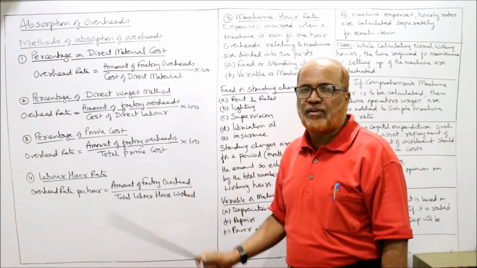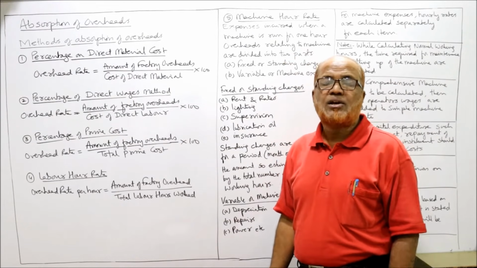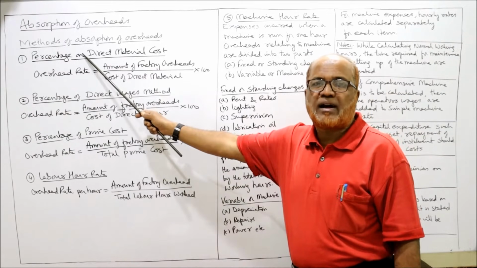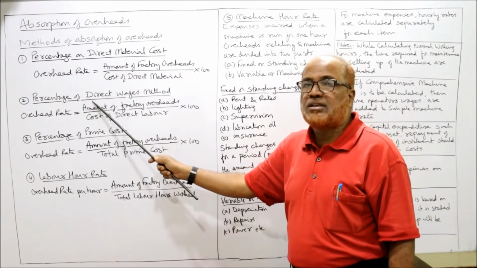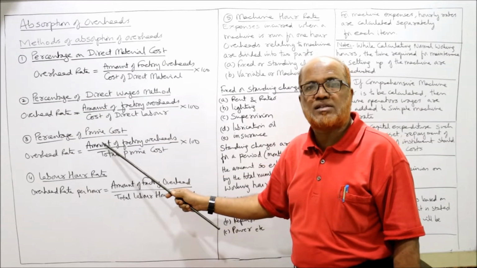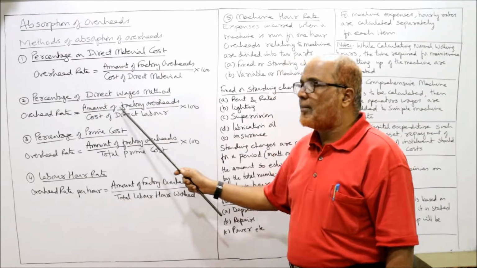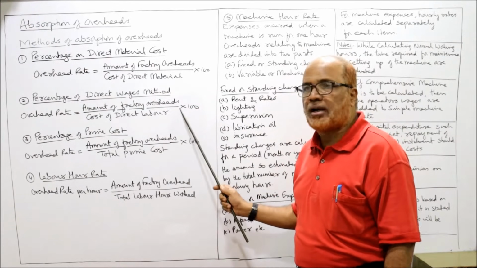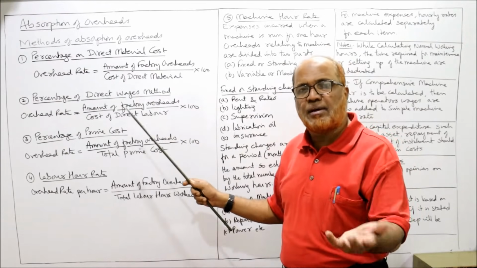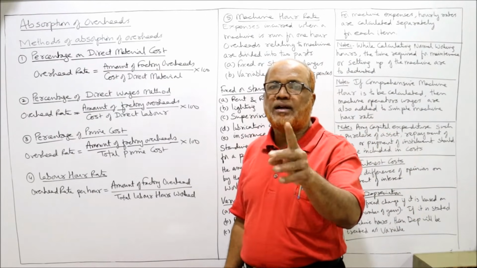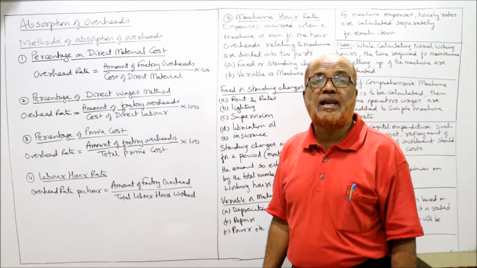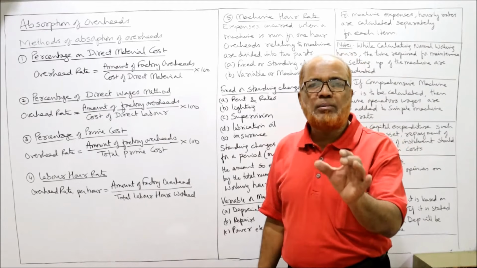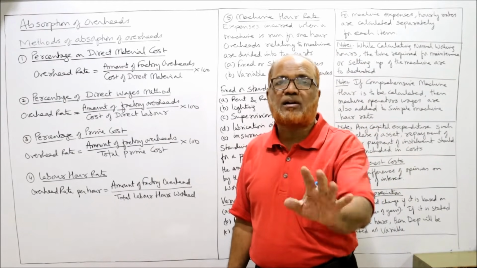Secondly, percentage of direct wages method. In this case, we relate the factory overhead to direct wages. Here we have related factory overhead to direct material. Second method, percentage of factory overhead to direct wages. So overhead rate will be amount of factory overhead divided by cost of direct labor or direct wages into 100. Suppose again I will give the same example, 1 lakh rupees is the factory overhead and 10 lakh rupees is the direct labor cost. So 1 lakh by 10 lakh into 100, 10%. तो जितना भी लेबर कॉस्ट रहेगा उसका 10% फैक्ट्री ओवरहेड चार्ज करेंगे.